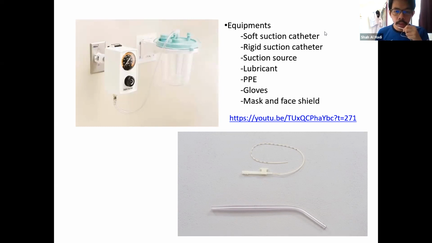Equipment that is needed for this procedure includes a soft suction catheter and also a rigid suction catheter. The rigid suction catheter is usually used for an older child. We need a suction source and then lubricant to lubricate the end of the catheter before inserting it into the oral cavity for suction. And then we need personal protective equipment, PPE, gloves, as well as mask and face shield.